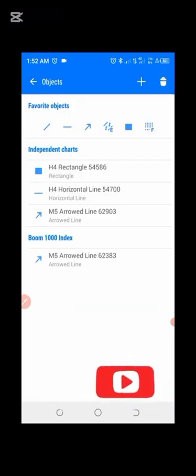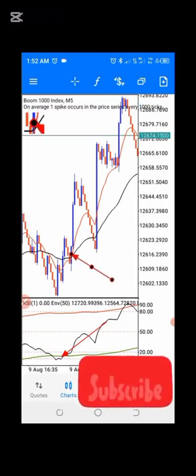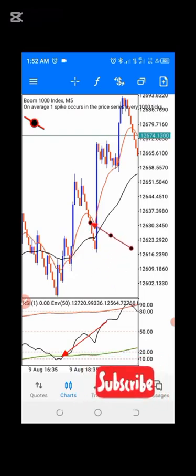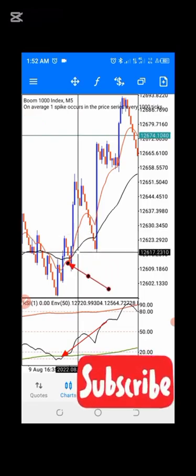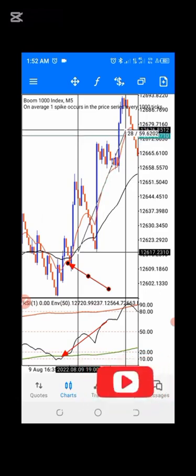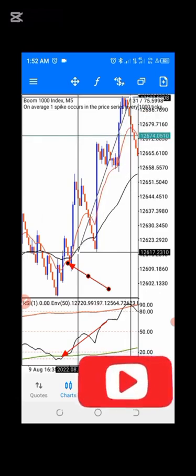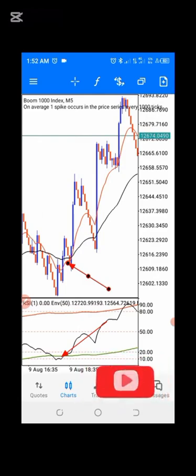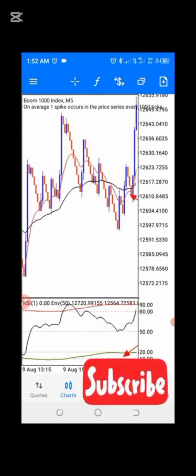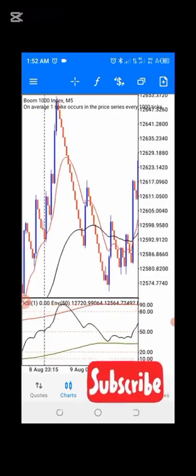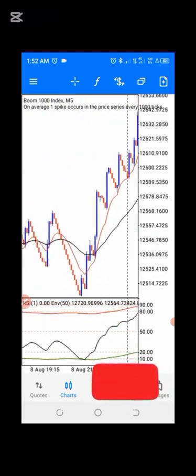All you need to do is wait for the confirmation. See, we have the confirmation here, and if you enter here now, you can see you can take your profit. This is 59 pips already, and this is 75 pips. So this strategy is very powerful and accurate. All you need to do is wait for your setup.